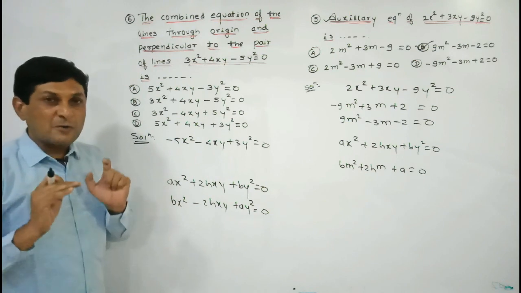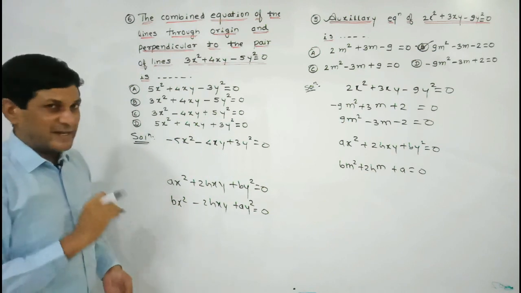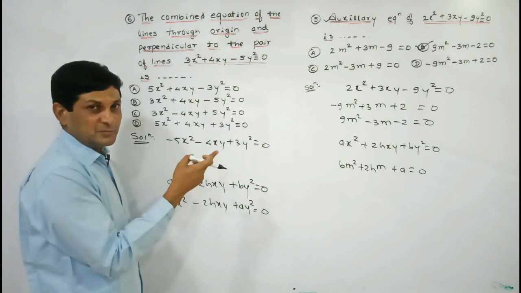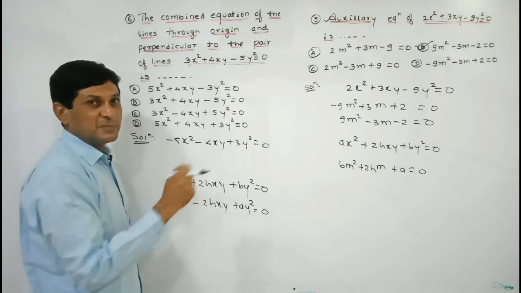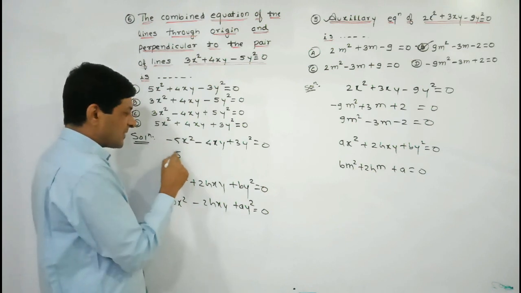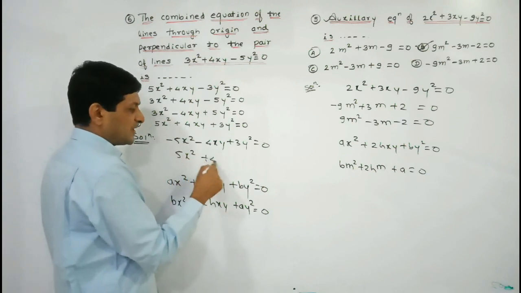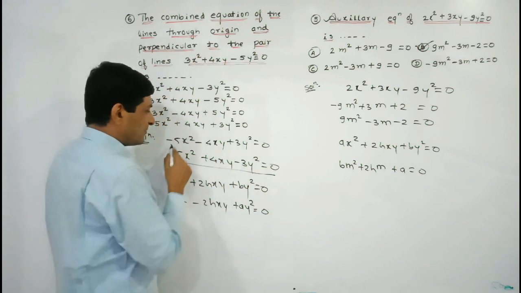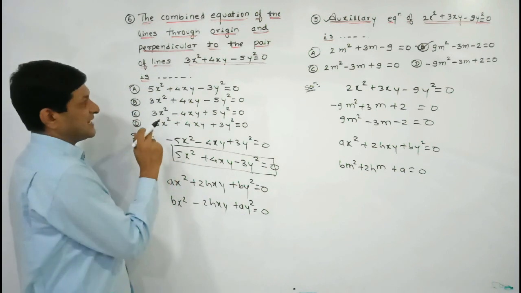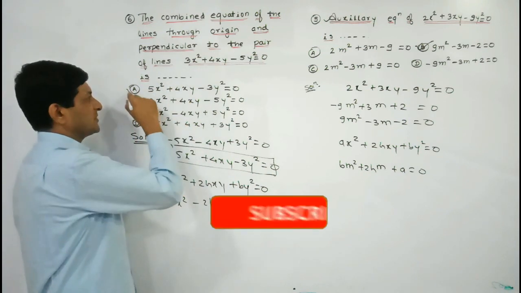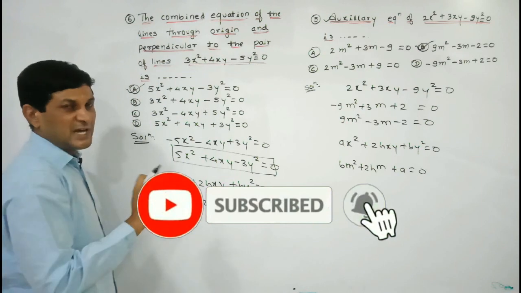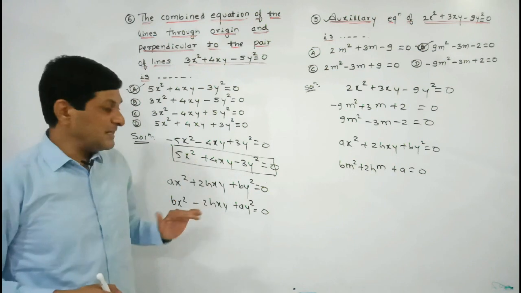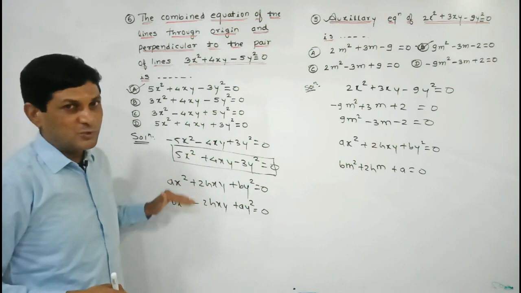eliminate the minus. To eliminate the minus, we multiply both sides by minus. If we are multiplying by minus, negative terms will become positive, meaning the sign will change: minus will become plus and plus will become minus. So multiply by minus: here we get +5x², here +4xy, and here -3y². So this is our required equation. Check which option it is given in, the first option. So using this shortcut method we are able to find the combined equation of the lines passing through the origin and perpendicular to the lines represented by the homogeneous equation.